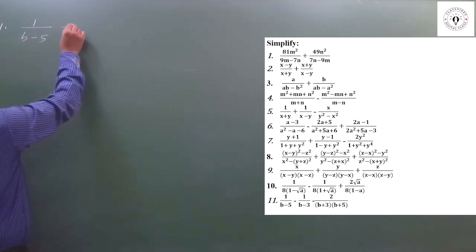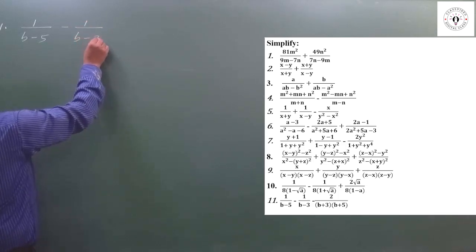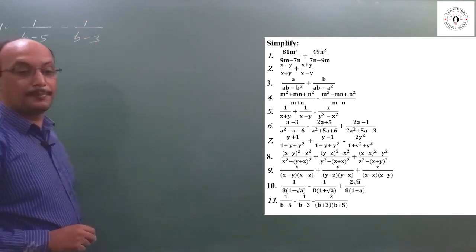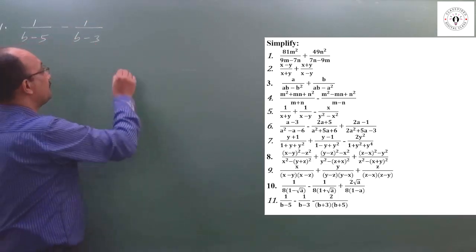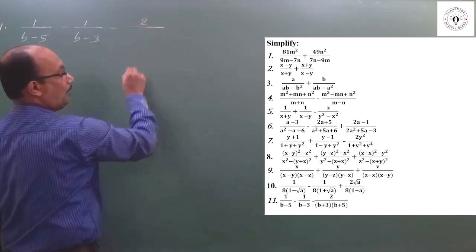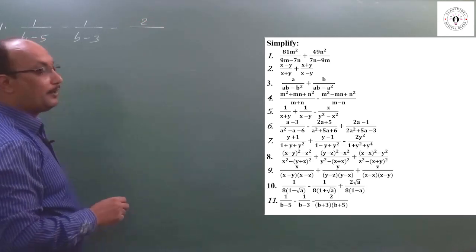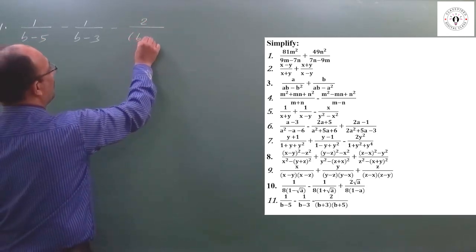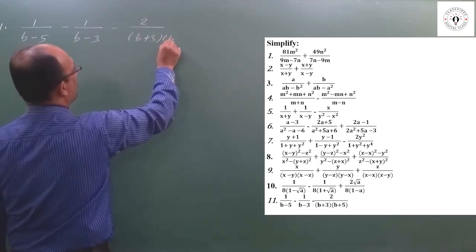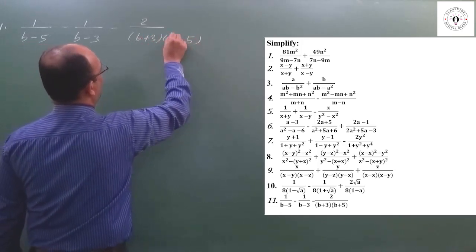minus 1 upon b minus 3, minus 2 upon b plus 3 into b plus 5.